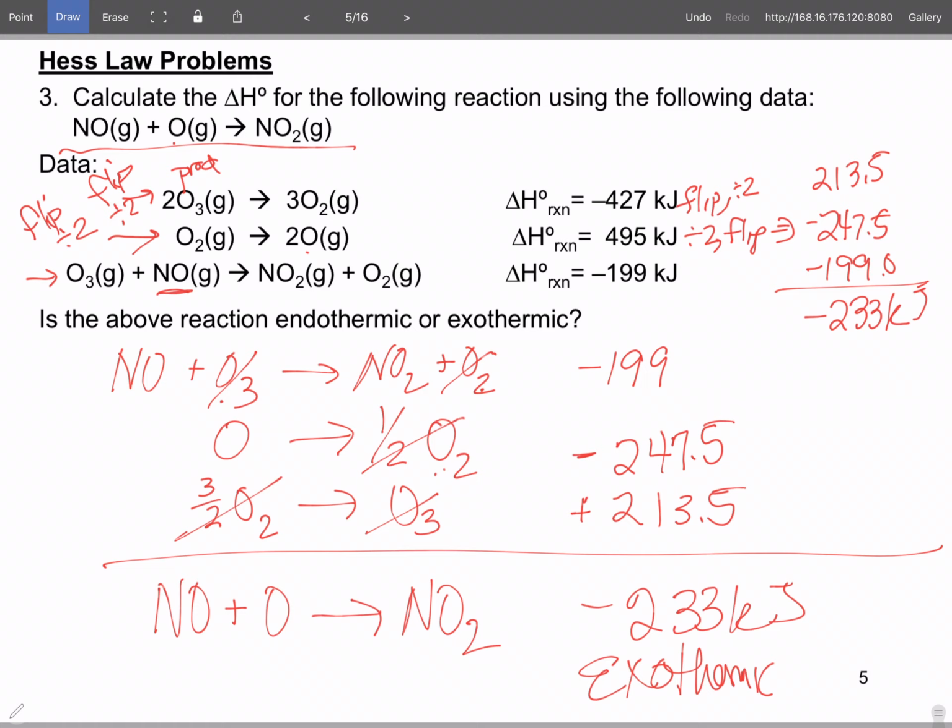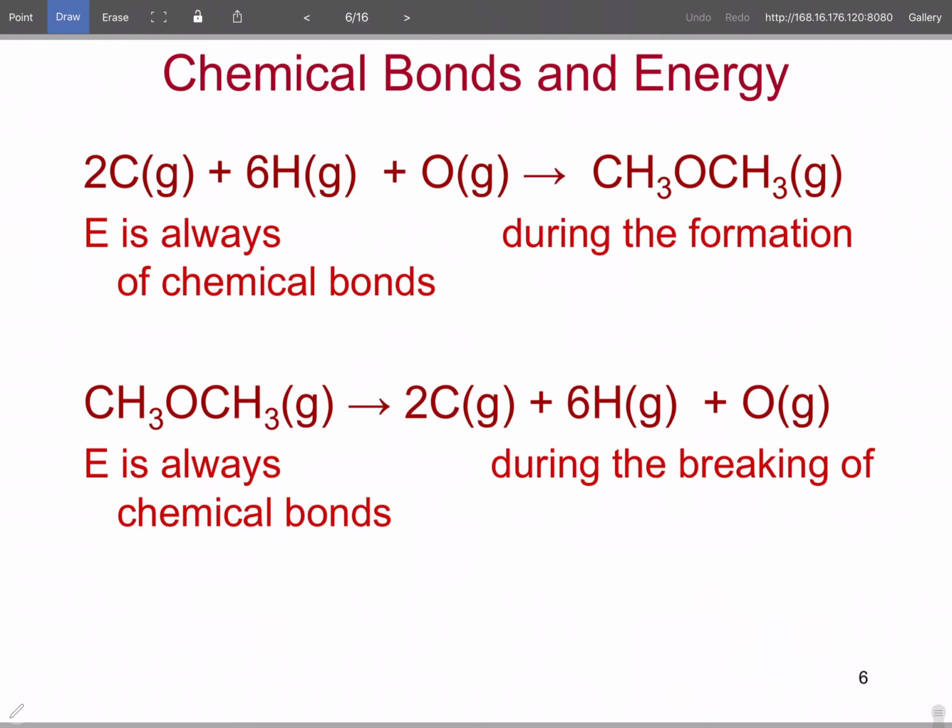Okay? So that brings us to the next step, which is chemical bonds. So when we talk about chemical bonds, energy is always released or given off during the formation of chemical bonds. Okay? So that means that this step is always exothermic. So think about magnets. If you have a north and a south pole, when you put them close enough, they snap together. So it doesn't take any energy for you to snap them together.